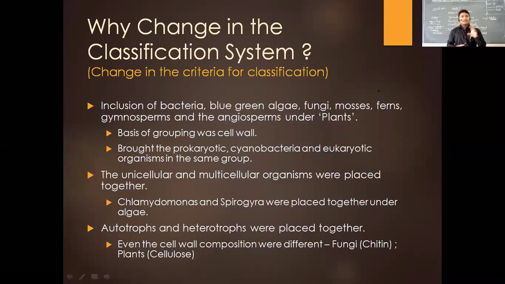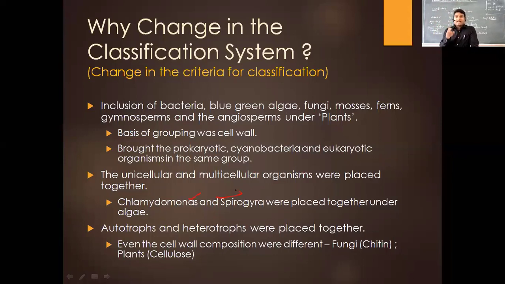The second thing is that unicellular and multicellular organisms were placed together. Again, today we feel that was very unwise to do. But at that point of time, the science did not allow them to group it in any other manner. As you can see here, one example is Chlamydomonas and Spirogyra. They were also placed together under algae. I'll explain why these two are important in the next class.